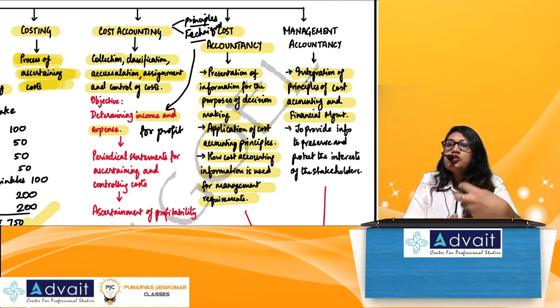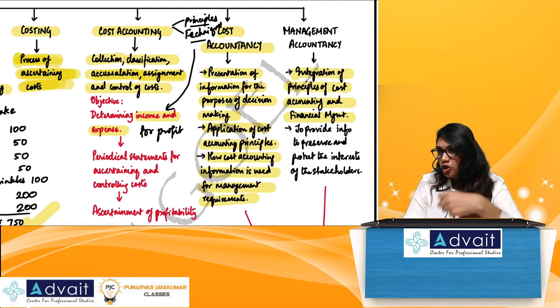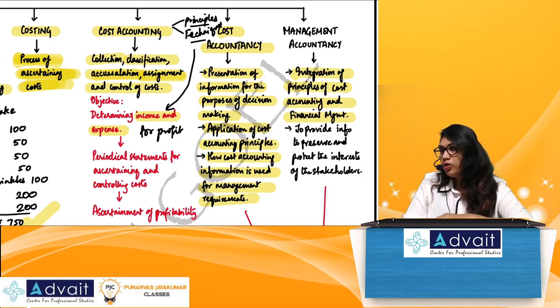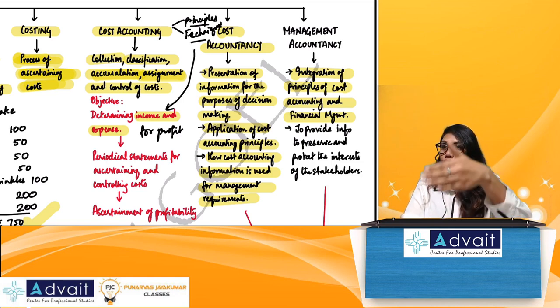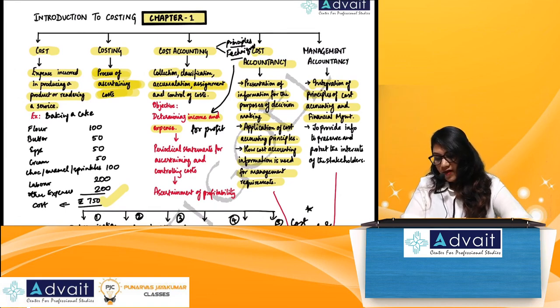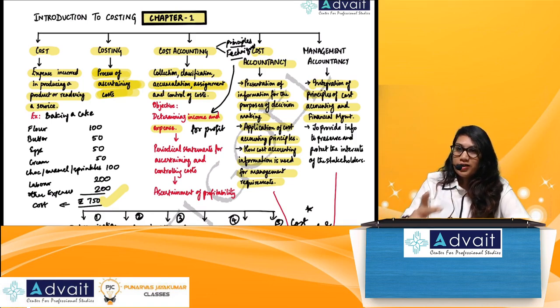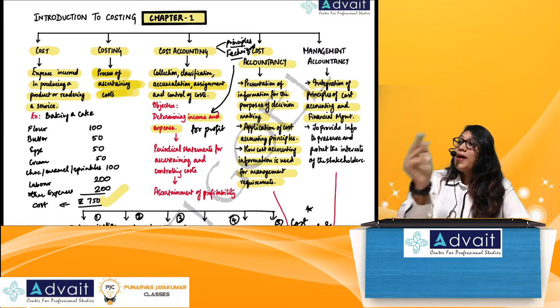Cost accounting consists of information which is internal to the organization, correct? But financial management consists of that information which will help in protecting the interests of our stakeholders. So when I merge both together, then we have management accounting. Is that okay, guys? So our subject is called cost and management accountancy. Do you get the difference between the 5 terms used here? Cost, costing, cost accounting, cost accountancy, and management accountancy.